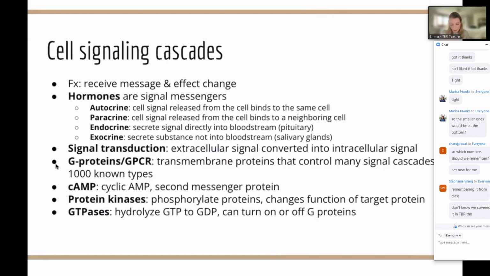That's like a basic principle. And basically that can change the function of a protein. Sometimes phosphorylation increases activity, sometimes it decreases activity, sometimes there's no change. So you don't really need to know the specifics, more just know that these are some of the players in the game. And then GTPases, which, similar to any other ase or like an ATPase, are just going to hydrolyze GTP, and that can sometimes turn G proteins on or off. So these are just some of the players. Just read over them, be comfortable identifying them and knowing that they're part of cell signal cascades.